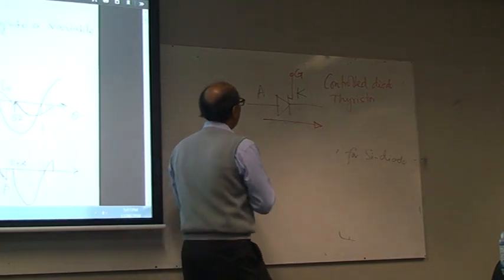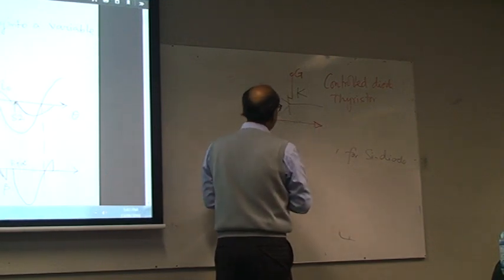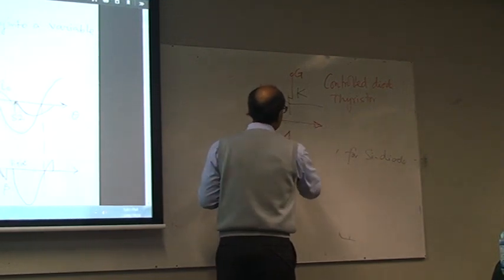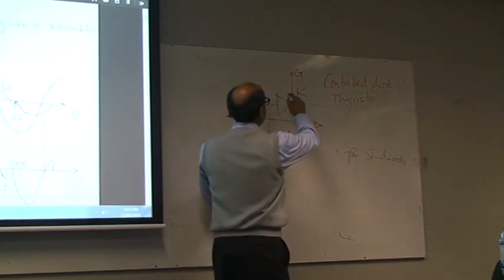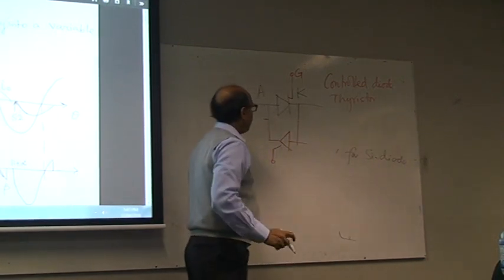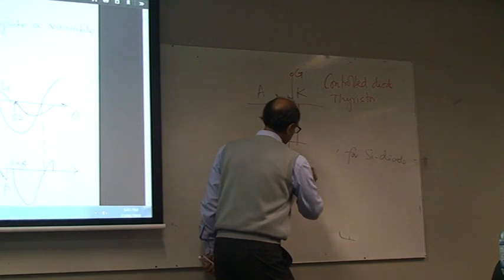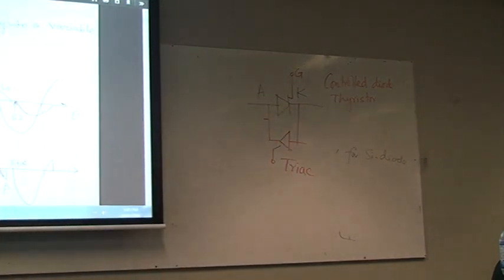But if you think of that, we need to control the current flow in both directions. You can make it like this. Okay? So of course instead of two gates, you can make one gate. Then it becomes a triac. So what you see here is basically a triac.